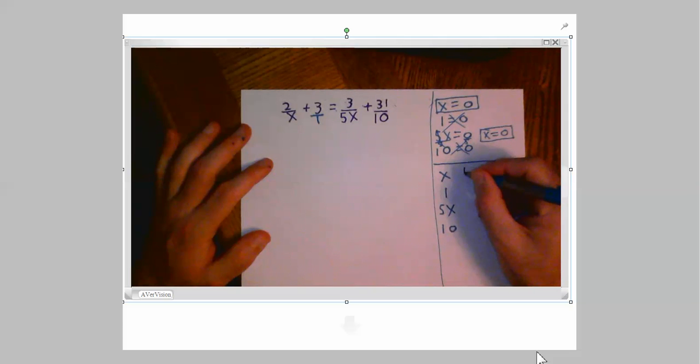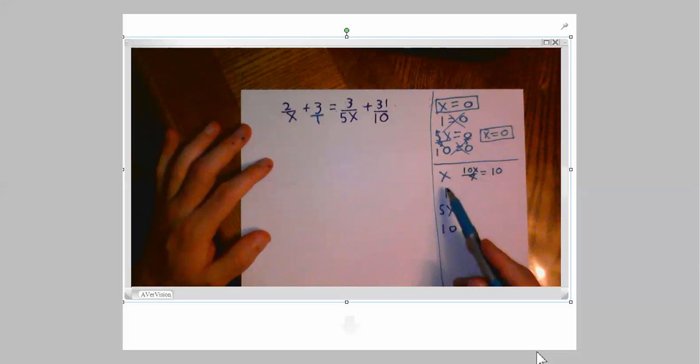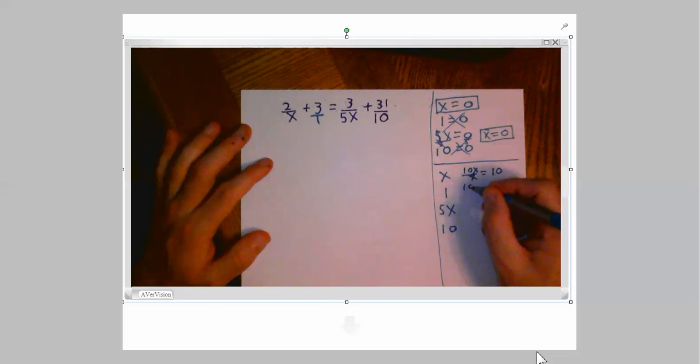What you'll notice is that 10x divided by x is equal to 10, right? So that tells us that x divides 10x, right? 10x divided by 1 is equal to 10x. So of course, you don't have to check 1, it divides everything.